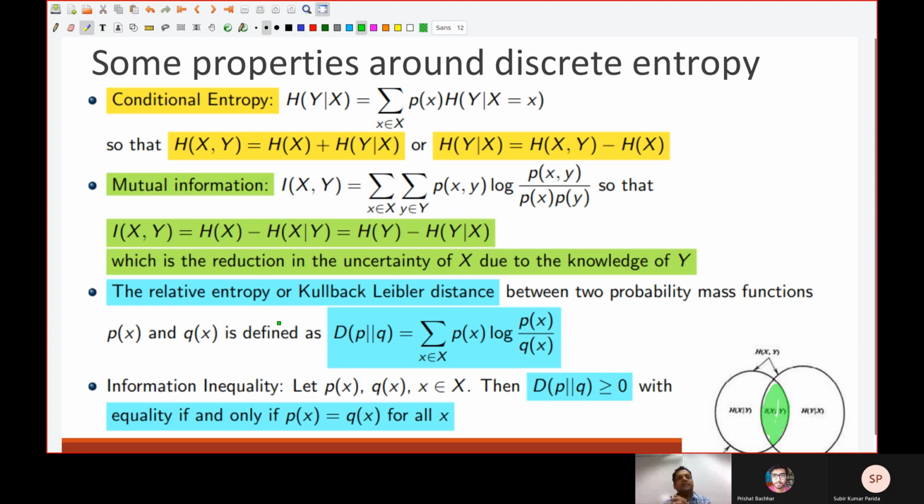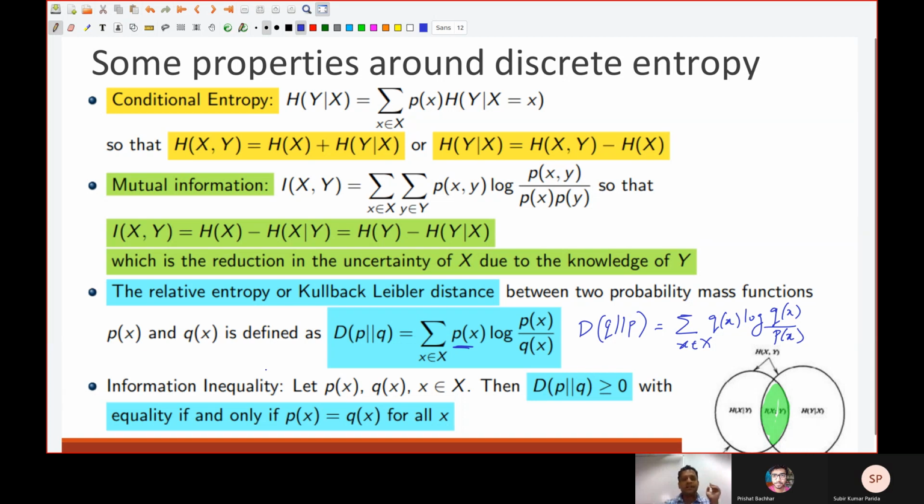KL divergence again is asymmetric. It's basically the distance between two probability mass functions, again computed as an expectation. So D of p with respect to q is the expectation of log of p divided by q, with respect to p. So the expectation is with respect to p. On the other hand, if you write D of q with respect to p, then you'll have exactly the opposite, q of x log of q of x divided by p of x. So it's asymmetric in that sense.